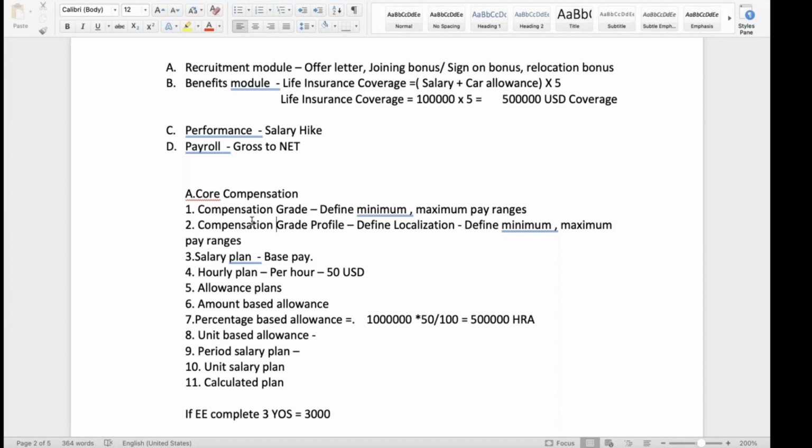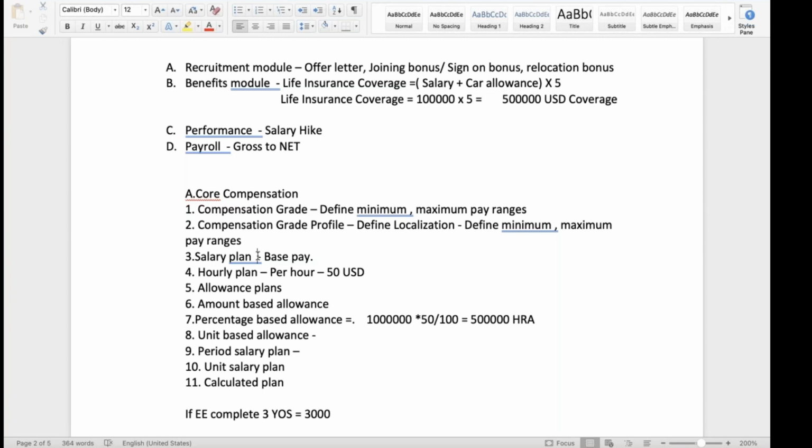To make it simple, if you're implementing more than one country, or if you're creating grade profiles based on locations, then a grade profile is required. And then salary plan, a fixed plan. We call it base pay, standard wage, regular wage in different countries, different terminology. The salary plan defines a base pay, a fixed plan.